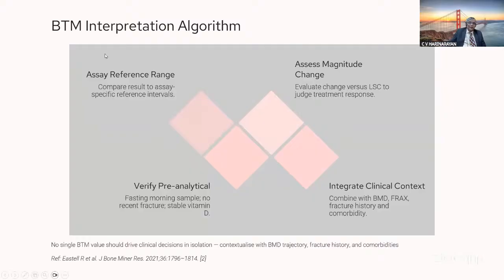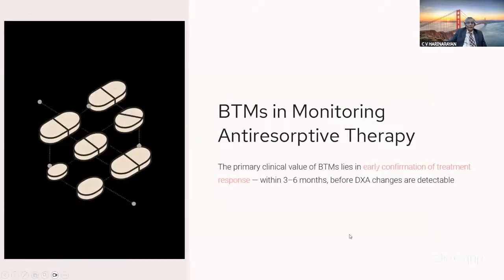So the interpretation algorithm: you have an assay reference range, compare the results to the assay specific reference intervals, assess the magnitude of the change, and evaluate the changes versus the least significant change. Consider pre-analytical variations, that is a fasting sample, no recent fracture or vitamin D treatment. Integrate the clinical context, combine with BMD, FRAX, fracture risk and comorbidity.